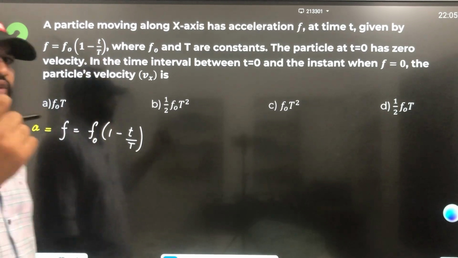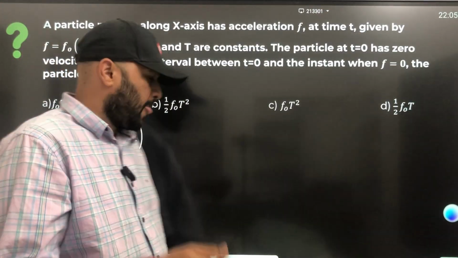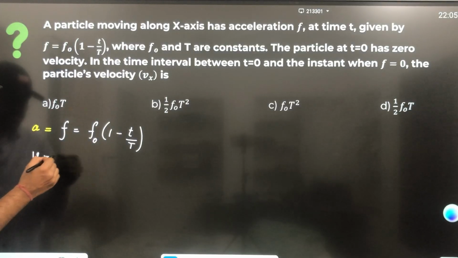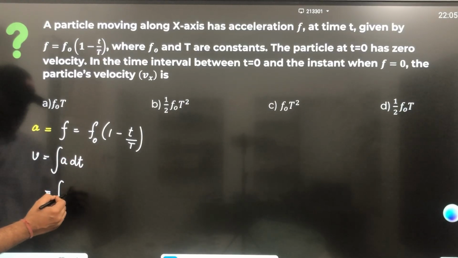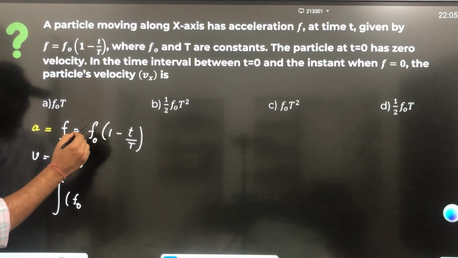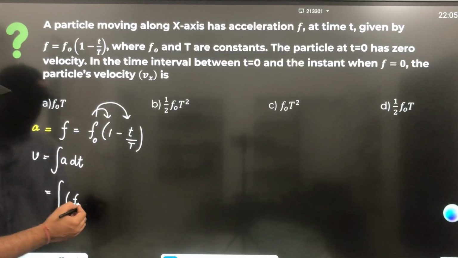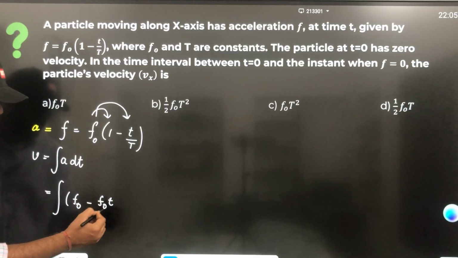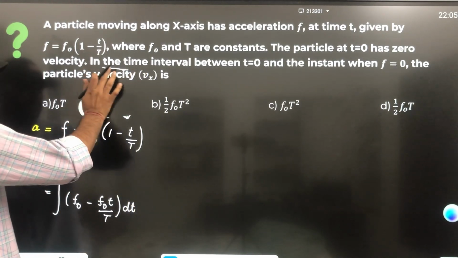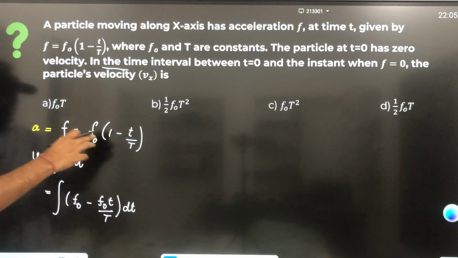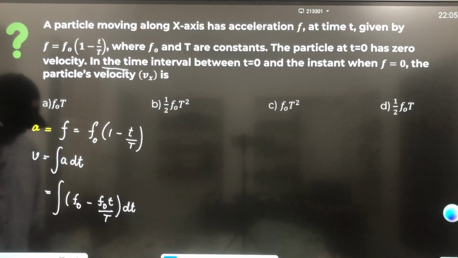To figure out the velocity, we have to integrate, right? If you integrate the acceleration, you get velocity. So v will be equal to the integration of a dt, and that will be equal to the integration of f naught minus f naught t upon capital T dt. Let me repeat: as per the problem, this is our acceleration, so if I multiply this f naught with 1, I get f naught, and with t by T, I get f naught t by T.